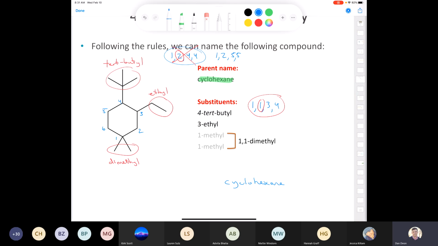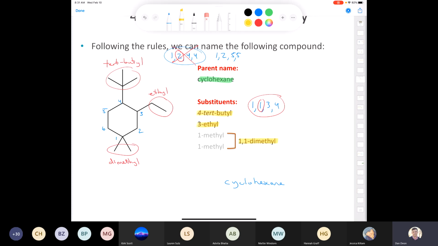Now we have our substituents. We have a tert-butyl in the 4 position. That means we have a 4-tert-butyl. We have an ethyl at the 3rd carbon. So that's a 3-ethyl. And we have 2 methyls on the same carbon. So instead of saying one dimethyl, we give a locant for every single substituent. A locant is a number, so it's 1,1-dimethyl. Di meaning two. So we have 1,1-dimethyl.